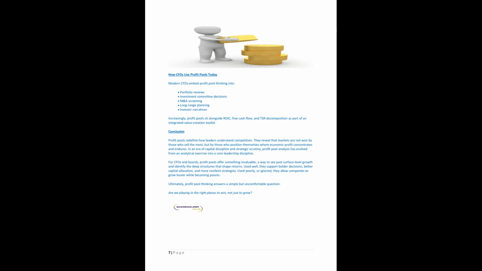For CFOs and boards, understanding profit pools helps uncover the deeper drivers behind returns, enabling smarter decisions, better allocation of capital, and more durable strategies. When used effectively, it drives growth that truly adds value, but if ignored or misapplied, it can result in companies growing busier without becoming more profitable. Ultimately, it challenges leaders to ask whether they are competing in the right areas to win, not just to grow.